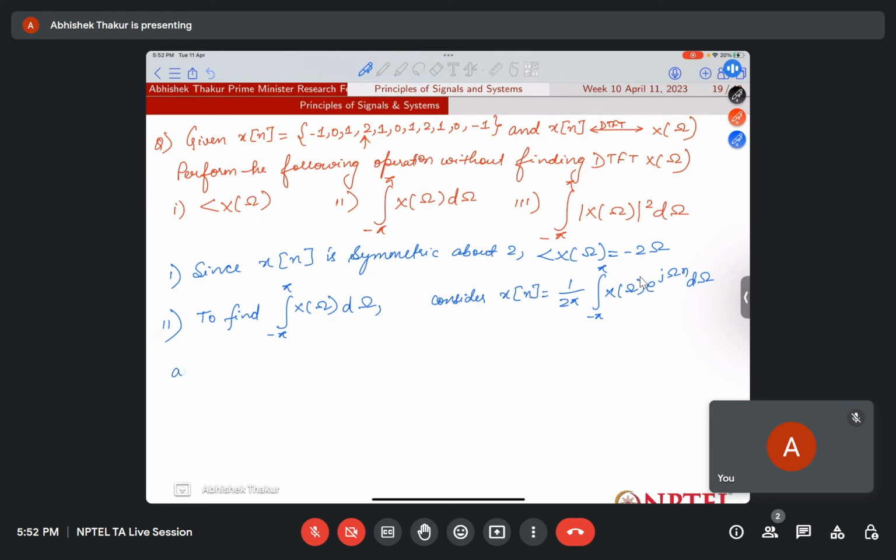Okay. So at n equal to 0, x(0) is equal to 1 by 2 pi integration from minus pi to pi X(omega) e to the power of 0 d omega. So this will become 2 pi into x(0). And our x(0) value is 2 here. So that will become 2 pi into 2, which is equal to 4 pi. Okay.